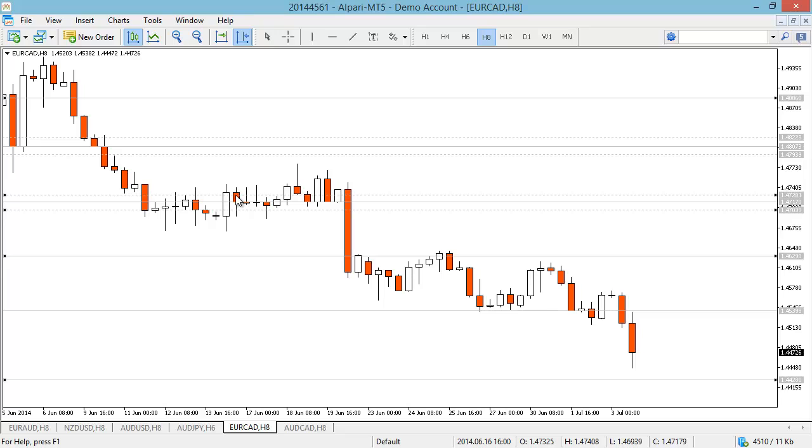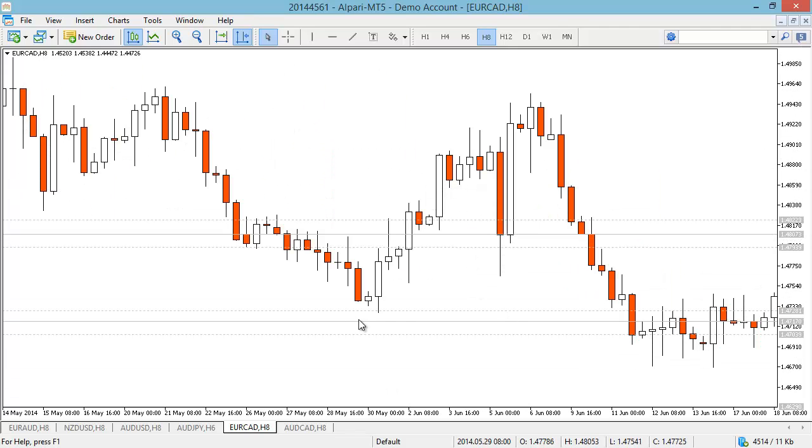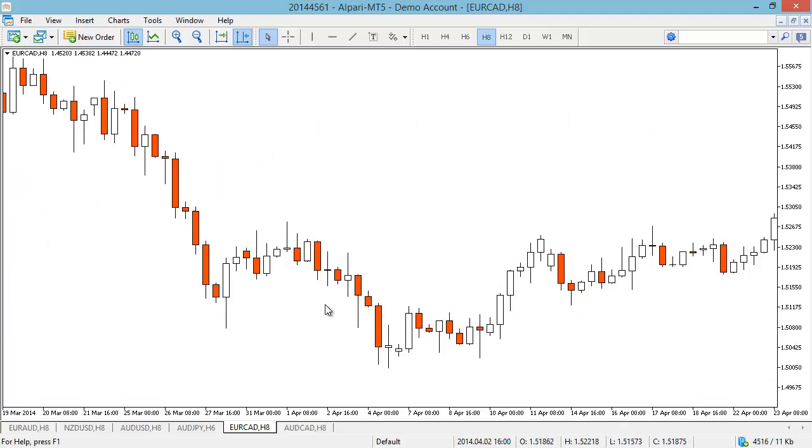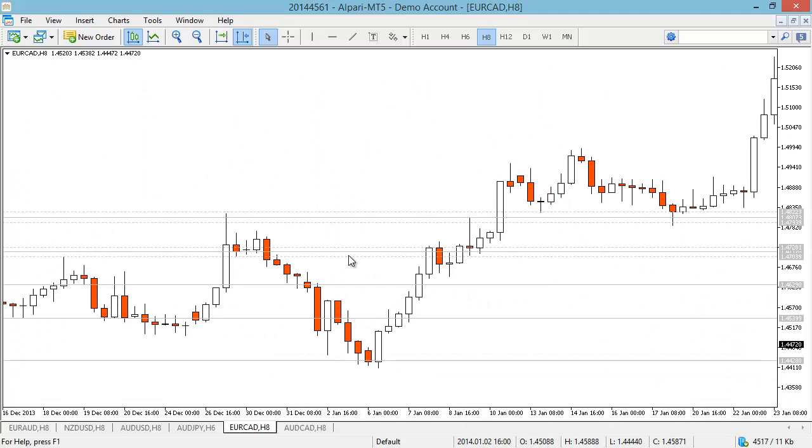If anyone's wondering why I'm silent right now, it's because people have asked me to place support resistance areas on EuroCAD quickly. So I'm just speeding through it.